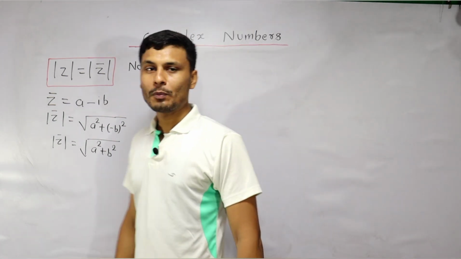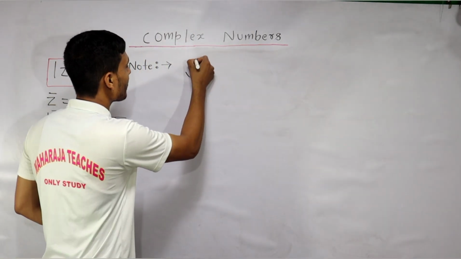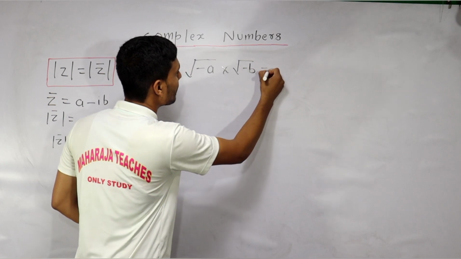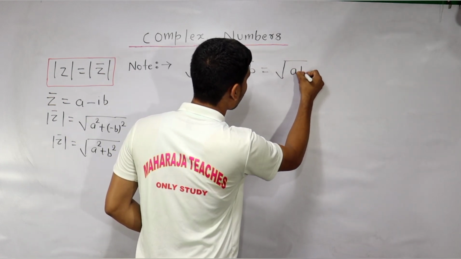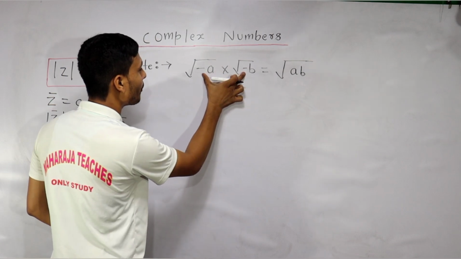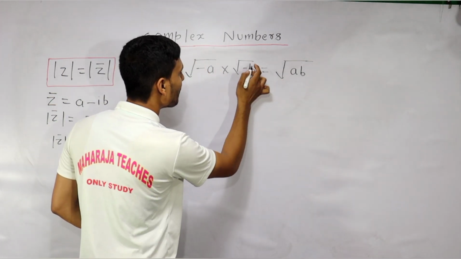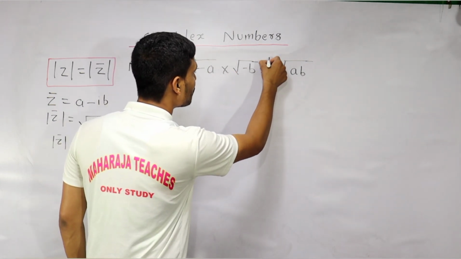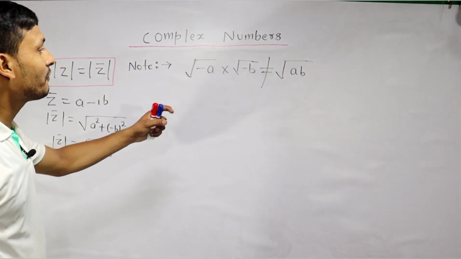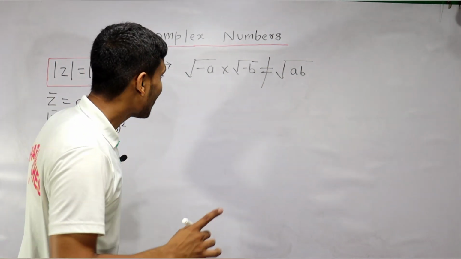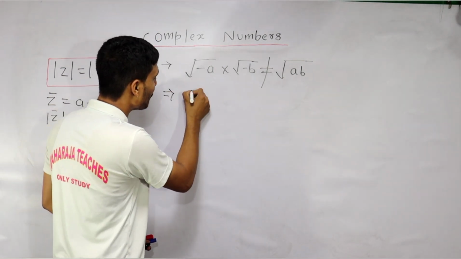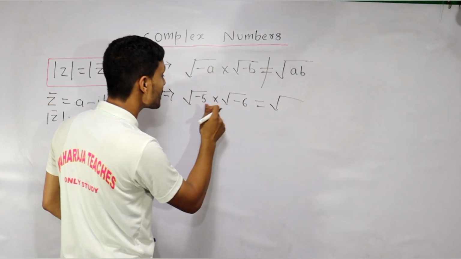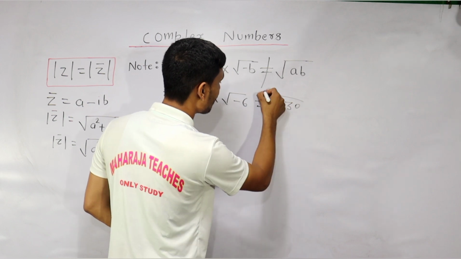Now another concept you have to keep in mind: the square root of a into the square root of b is equal to the square root of ab, with minus minus becoming plus. This concept is totally false in the case of negative numbers. We cannot write that the square root of 5 into the square root of minus 6 is equal to the square root of 30, by minus minus plus. This is totally a wrong concept.